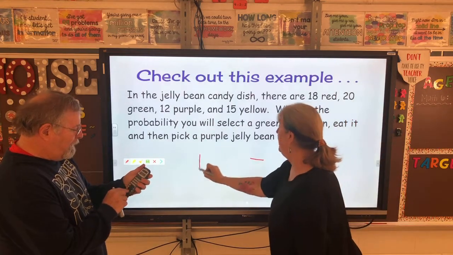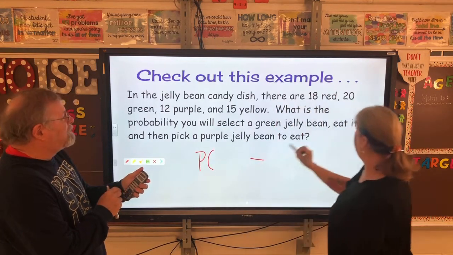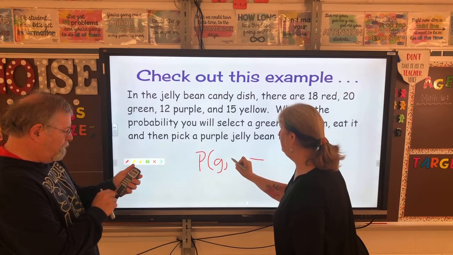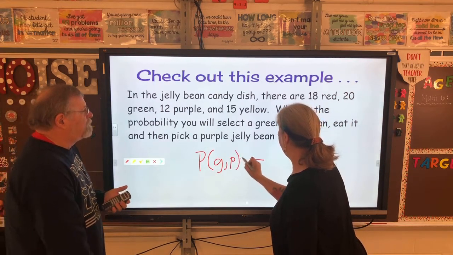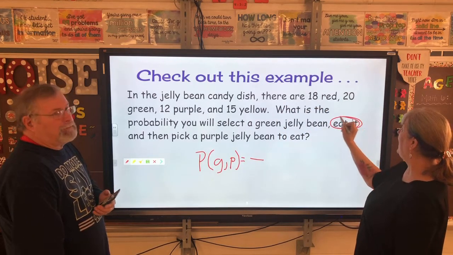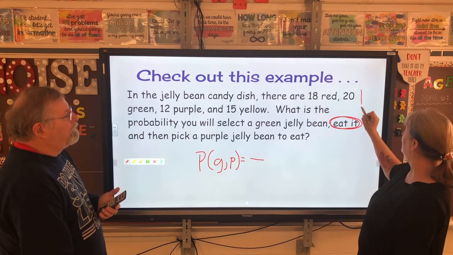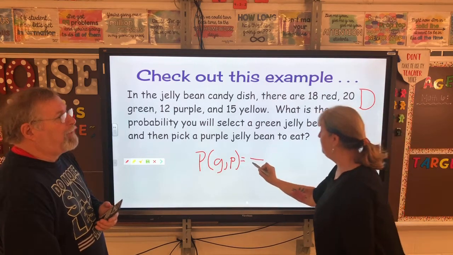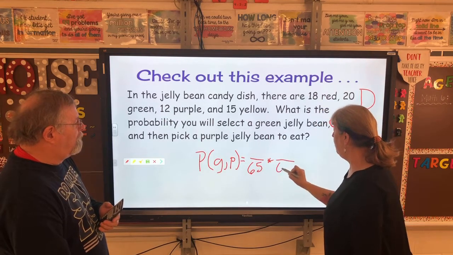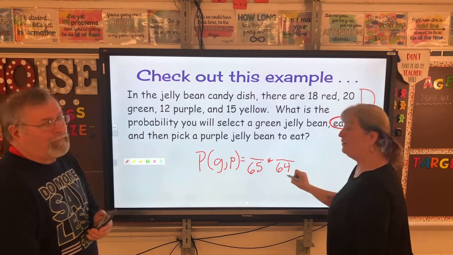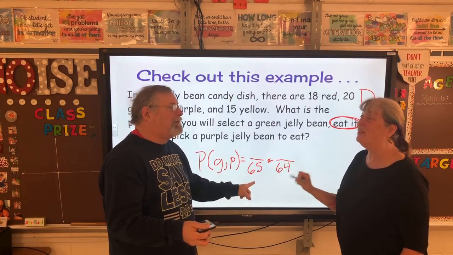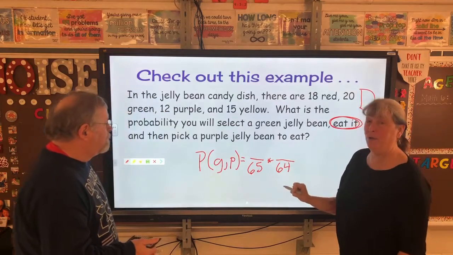Probability of 20 green followed by purple. But before we do that, 18 plus 20 plus 12 plus 15, we have 65 total. No, wait. We ate it. So that makes it dependent. So we have 65 to begin with. But what I want to show is that I know if I eat it, there's going to be 64. So what's the difference between independent and dependent? The denominator. That's really why I wanted to show this one.